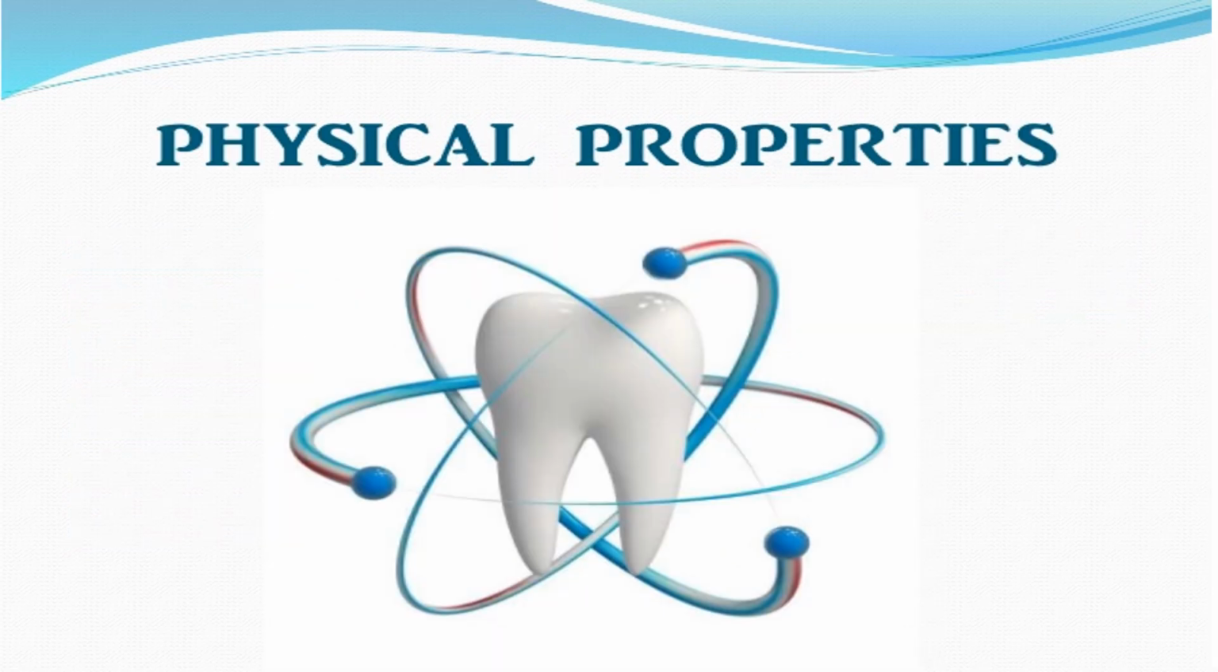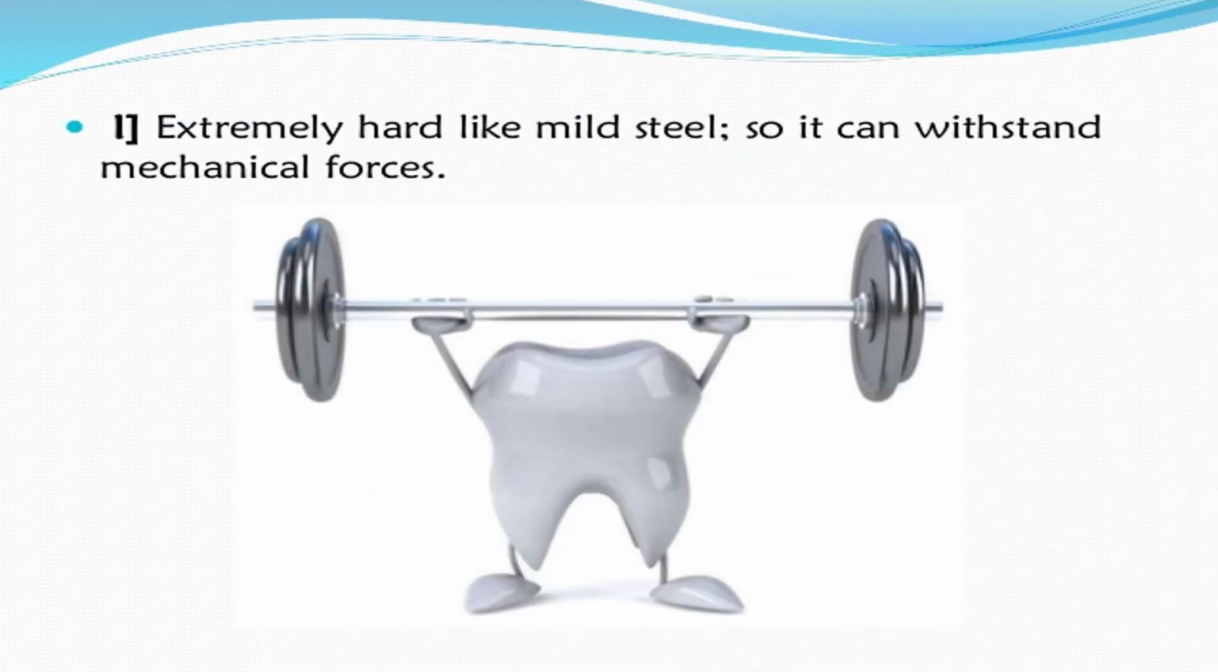Now, what are the physical properties? The physical properties of enamel include being extremely hard like mild steel, so it can withstand mechanical forces. As you all see in this picture, this enamel is extremely hard like mild steel. Why? It can withstand mechanical forces during mastication, smiling, etc.